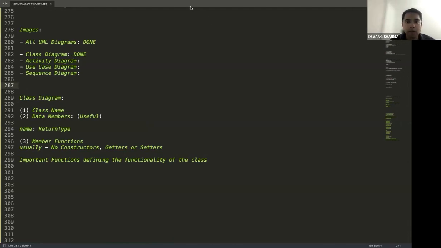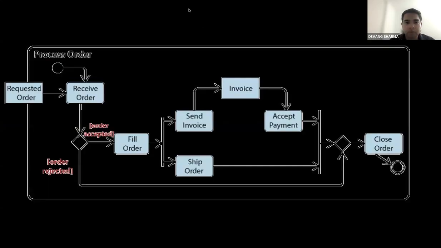299, could you explain again? What I'm talking about is, in member functions, we don't write down all the functions. We only write down those functions which are defining the functionality of the class. Okay, that's it. Let's go to the next diagram, which is our activity diagram.